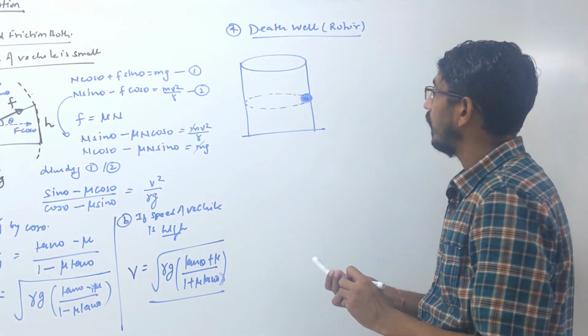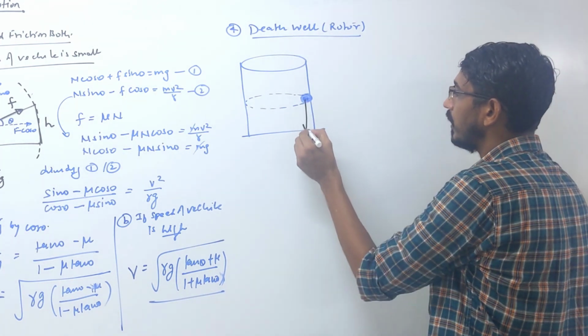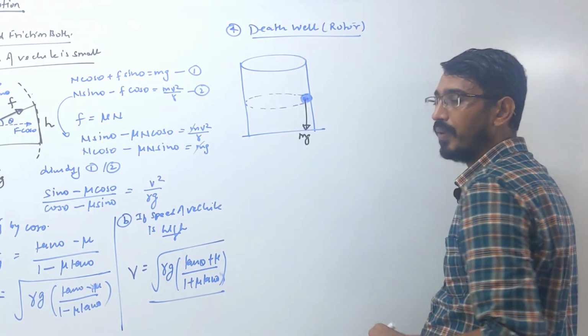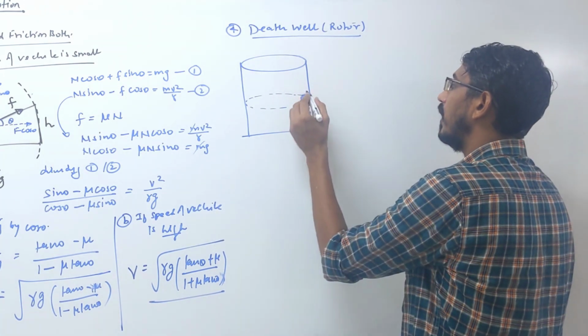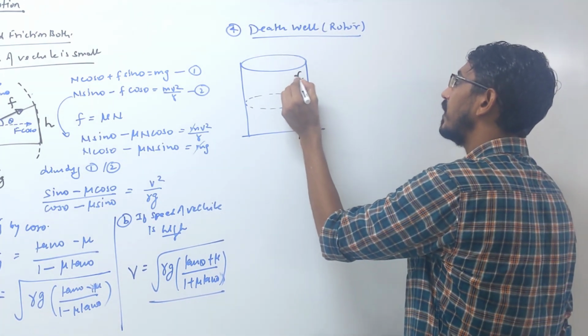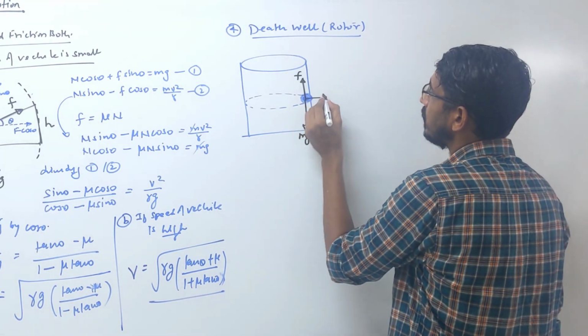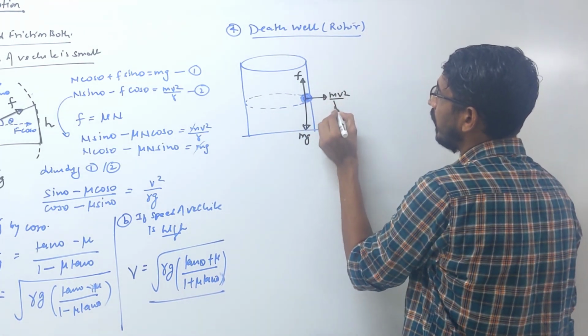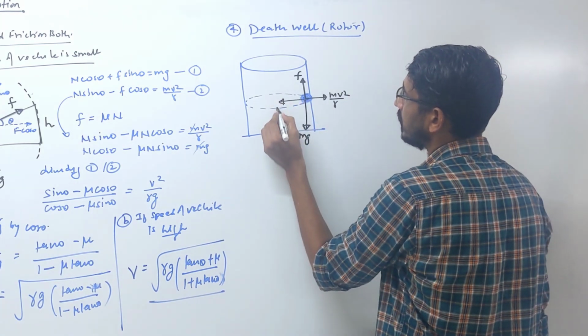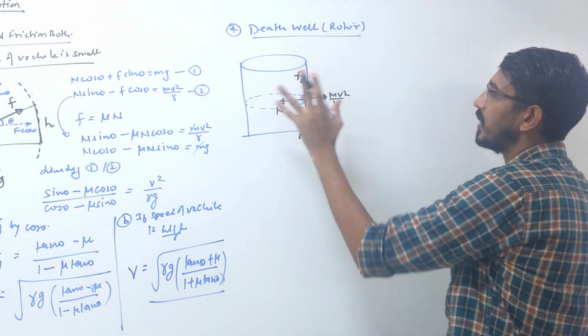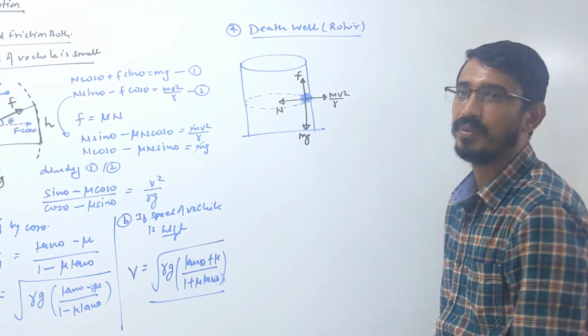So look here, mg is straight downward, the weight of that vehicle, right? And the friction force is upward, trying to stop it from sliding down, correct? Then this is the centripetal force, mv square by r, and that's your normal reaction N. So these four forces are balanced so that it does not fall down, right?